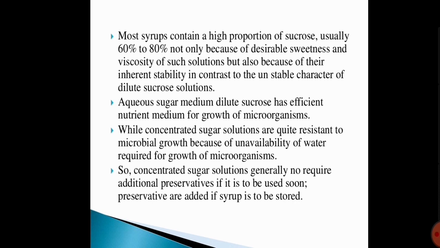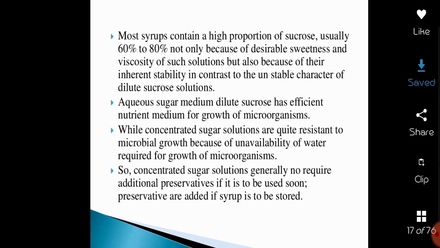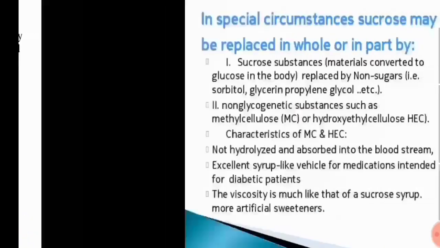While concentrated sugar solutions are quite resistant to microbial growth because of the unavailability of water, we also have to not use too much water. Okay, that must be inside the limits. So concentrated sugar solutions generally do not require any additional preservatives, but if we add a preservative, then it's okay. And one more thing, preservatives must not react with each other or with any colorant or any flavoring agent.